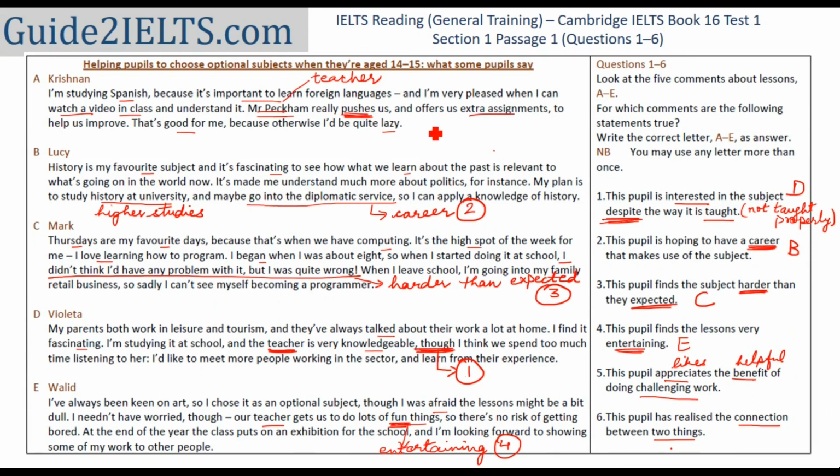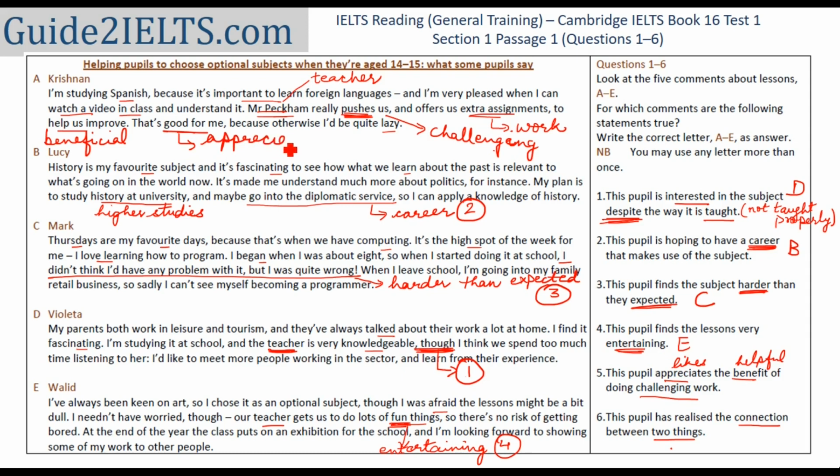Good for me. Extra assignments is extra work. This phrase pushes us, helps us understand that this extra work is challenging. And helps us improve means that it is beneficial. So this is the word benefit here. And that's good for me because otherwise I'd be quite lazy. This means the student is appreciating this. We have found all of our key information being mentioned in some form here. So the answer to the fifth one is A.